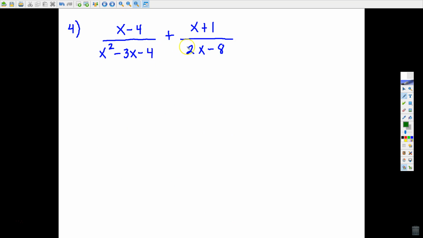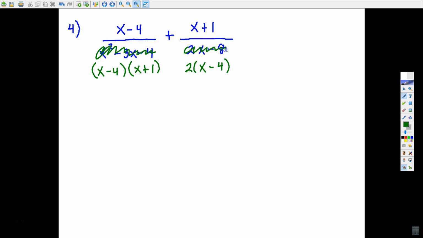Okay, similar problem here, but this is addition. So once again, we need to factor. So here's the factored form of this left denominator. And then over here, this right denominator has a GCF of 2. All right, so not going to look at these anymore.